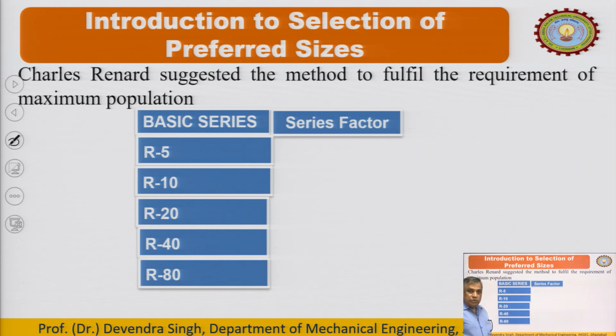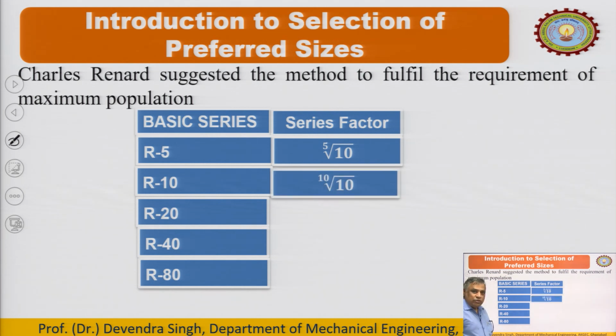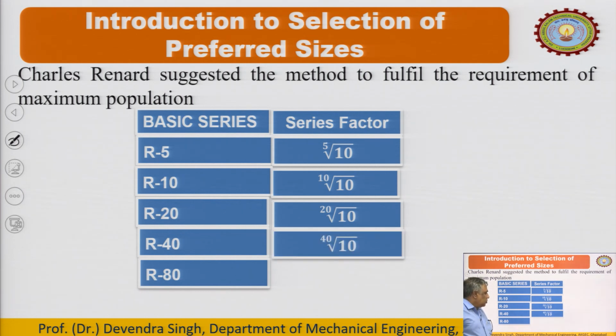And for each basic series, a series factor is fixed, and there is a very simple thing: the number written in front of R, 5, 10, 20, 40, 80, gives that root of 10, which becomes its series factor. So we can remember the fifth root of 10 is the series factor for the R5 series, the 10th root of 10 is the series factor of R10, the 20th root of 10 is the series factor for R20, the 40th root of 10 is the series factor for R40, and the 80th root of 10 is the series factor for R80.